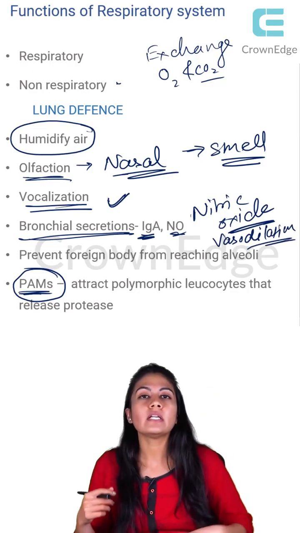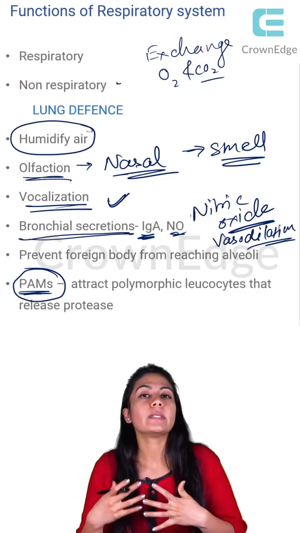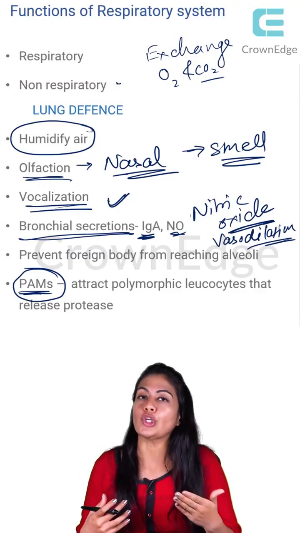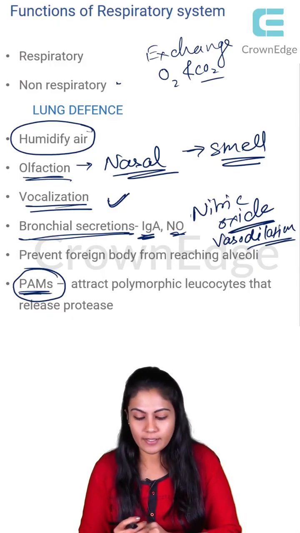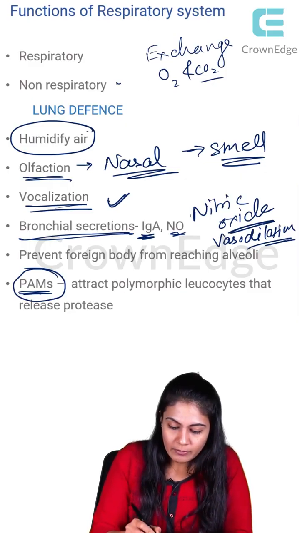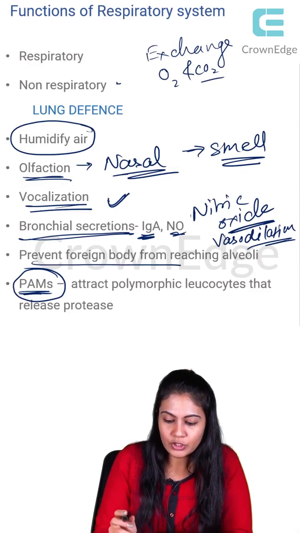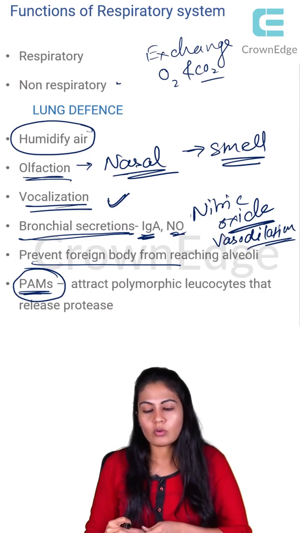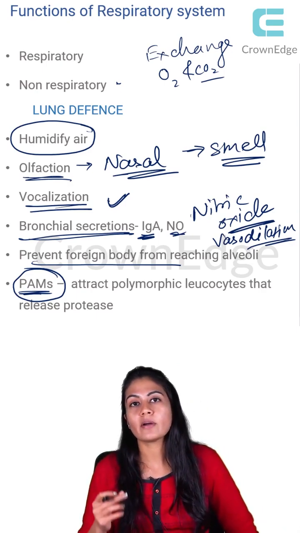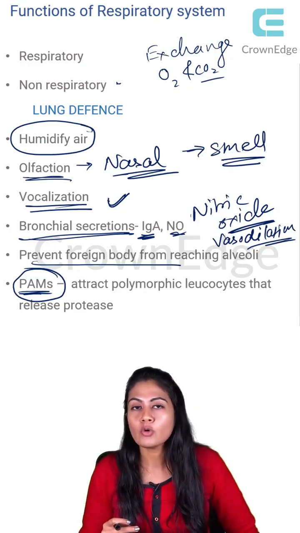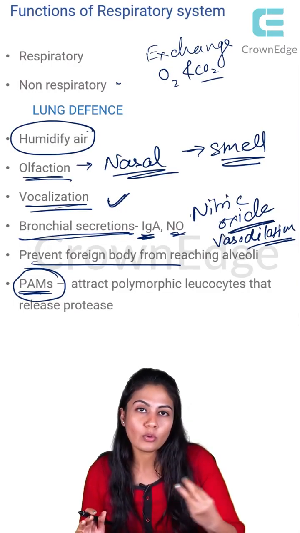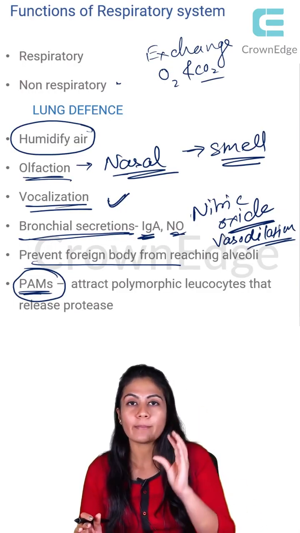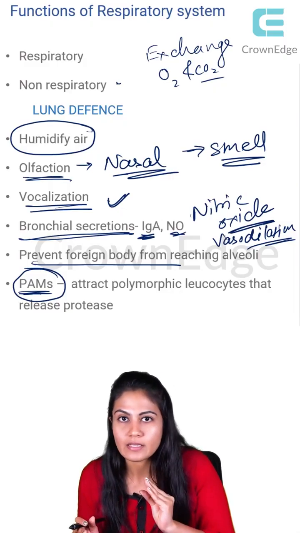So whenever it is required more, it will be secreted more through this bronchial secretion, and whenever it is not required, the secretion will be decreased also. And it prevents the foreign body from reaching the alveoli. It also has a mechanical function: the trachea diameter is much larger, right? As you go down to the alveolar duct, the diameter also gets less and less, right?